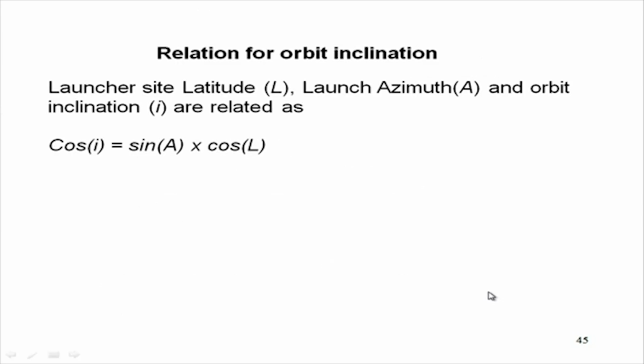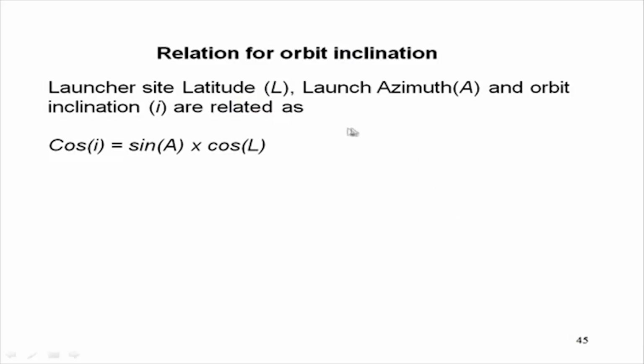But then we have assumed certain things, that the GTO and GSO are all the same inclination, 0 to the equatorial plane, but in real life it does not happen. That is, the launching site has a certain latitude, the azimuth of the launch has some angle, and the orbital inclination is related to them by this expression: cos of inclination is equal to sine of the launch azimuth into cos of the site latitude.